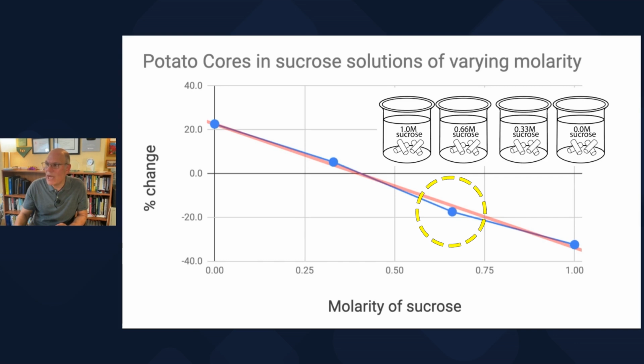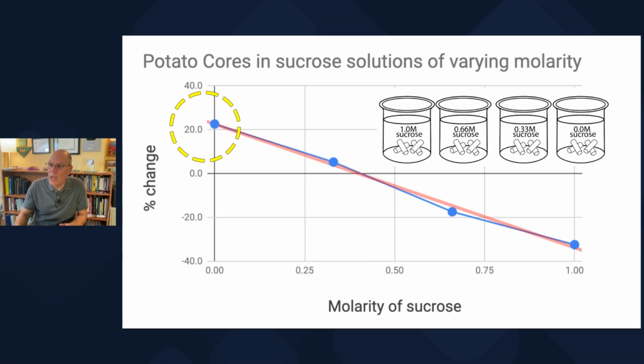Those cells are hypotonic to the solution, and therefore that molarity will cause these cells, these potato cores, to lose mass. But at 0.33, this solution must be hypotonic to the cells in the potato tissue, and water will move from the solution into the potato cores, causing them to gain mass. And when you have these potato cores in pure water, they'll gain even more mass.